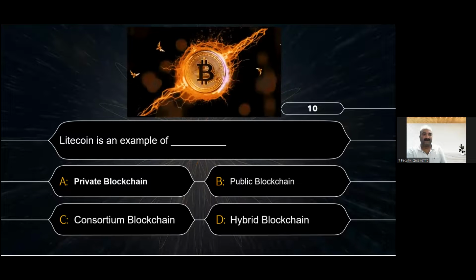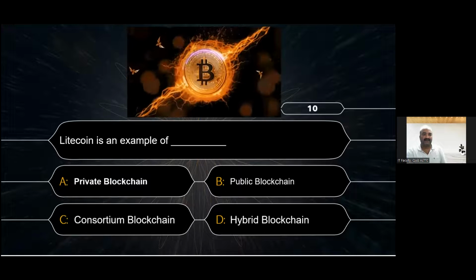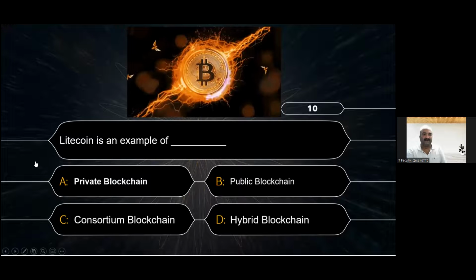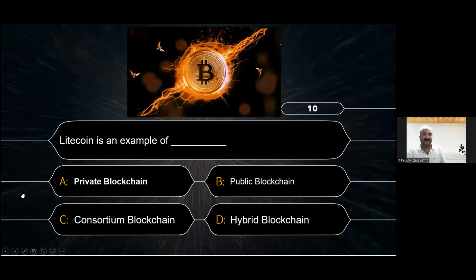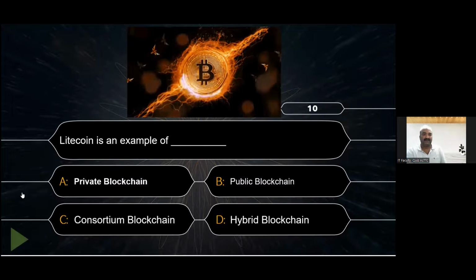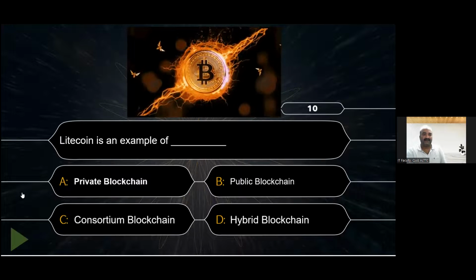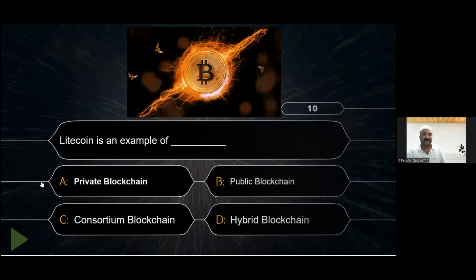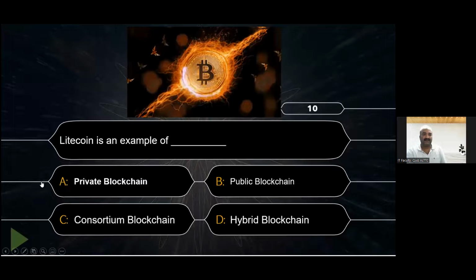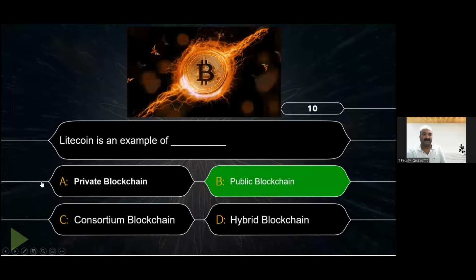Most of the people are giving the answer B and C. So I believe there is a little bit of confusion between B and C. Let's check what the correct answer is. Litecoin is an example of public blockchain. Correct answer is B. Most of the people have given answer C in this question. Now let's move to the next question.